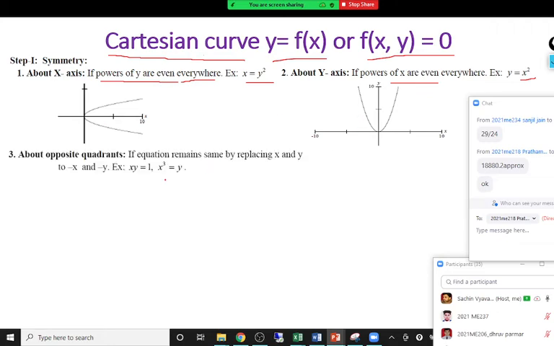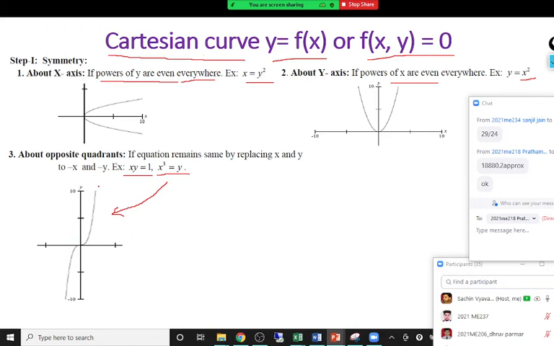Then we have a curve like xy equal to 1. What is the name of this curve? Anyone knows? Xy equal to 1. Don't know. This is known as the oblique hyperbola or rectangular hyperbola. And x cube equal to y. These curves are symmetric in opposite quadrants, so you should remember the nature of the curve. This is the y equal to x cube graph.